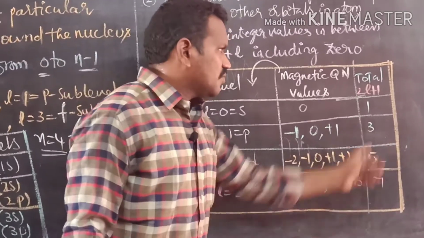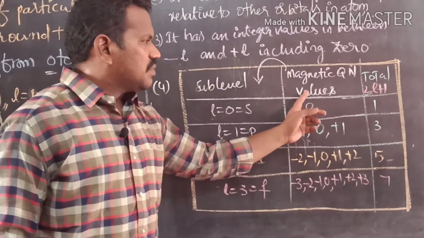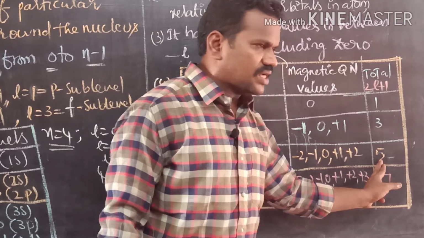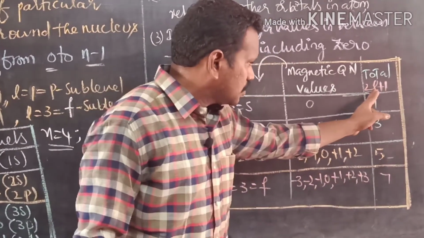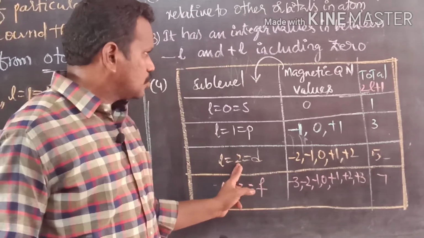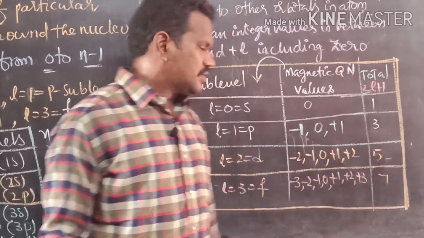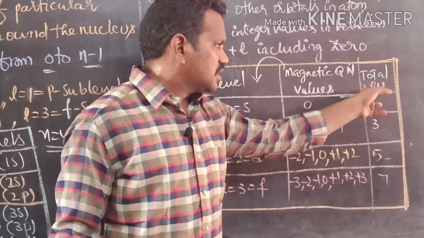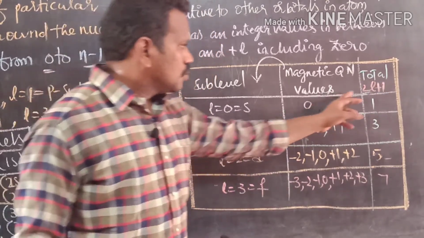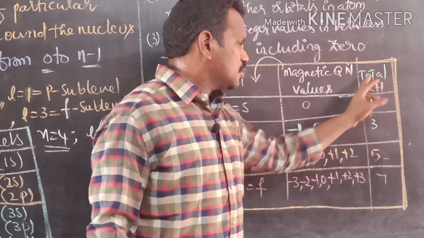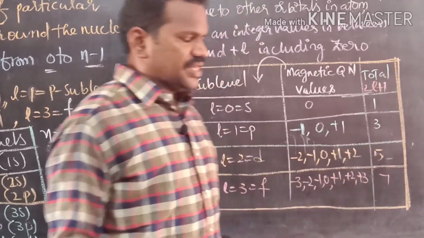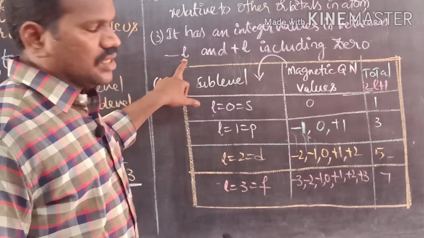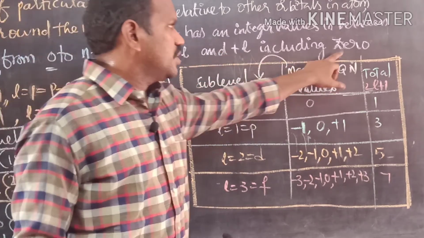If you observe, what is the formula for the total number of magnetic values? If L equals 2, how many are there? 5 are there. By substituting in the formula 2L plus 1, instead of L you write 2: 2 twos are 4, plus 1, that is 5. In the case of p, total values are 3. By substituting in 2L plus 1, 2 of 1 is 2, plus 1. So the total is 3. That means the values start from minus L and end at plus L, including 0.